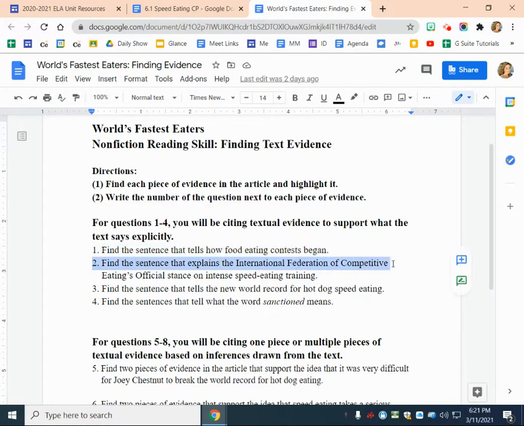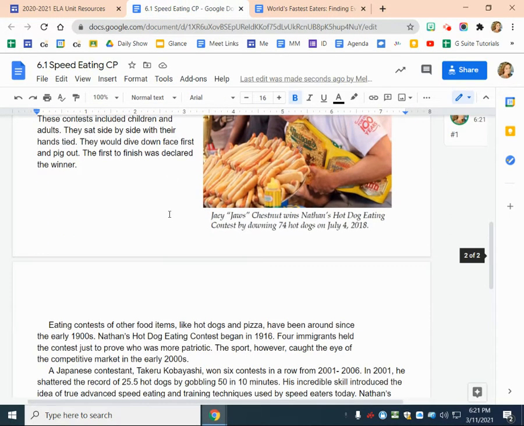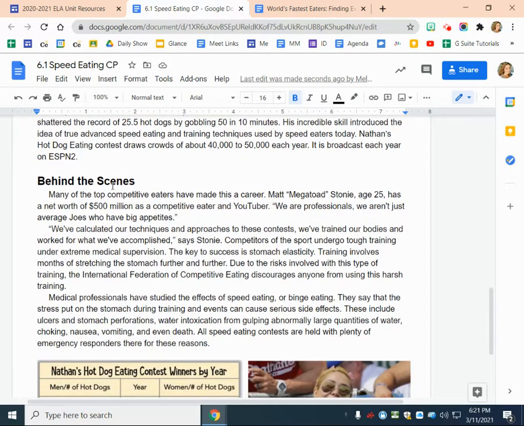Find the sentence that explains the International Federation of Competitive Food Eating's official stance on intense speed eating training. Now remember, these competitors talk about how they train just like athletes train. And that was, if I remember correctly, in the last section, behind the scenes, where it says many of the top competitive eaters have made a career. And remember, this is where you use your skimming skills. You're looking for the International Federation. Oh, here it is. Due to the risks with this type of training, the International Federation of Competitive Eating discourages anyone from using this harsh training.